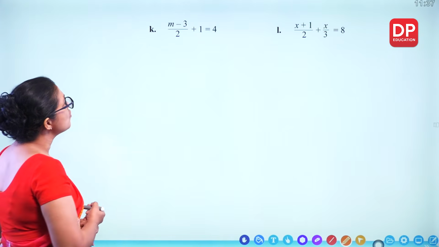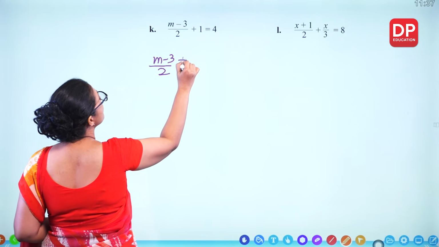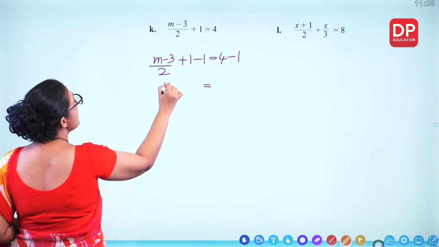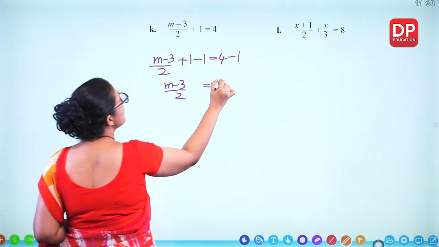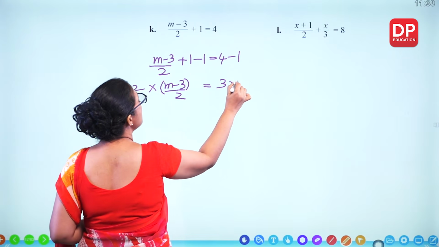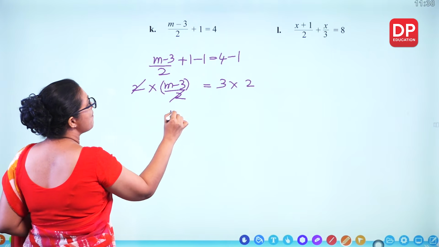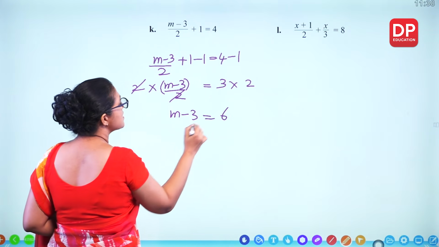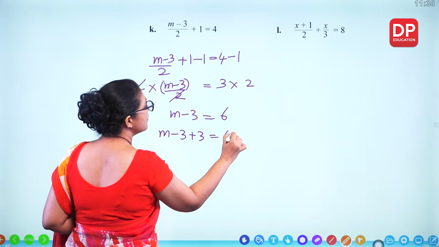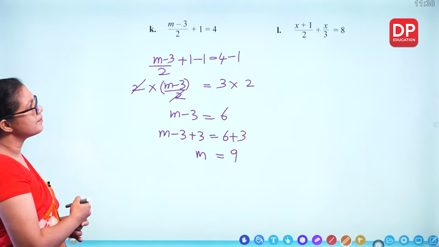This one, first you have to get rid of this one. Subtract 1 from both sides. You get m minus 3 over 2 equals 3. Now multiply both sides by 2 to get rid of this denominator 2. m minus 3 equals 6. Add 3 to both sides. You get m equals 9.